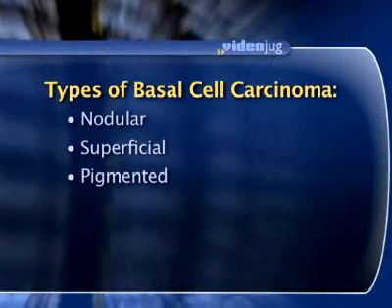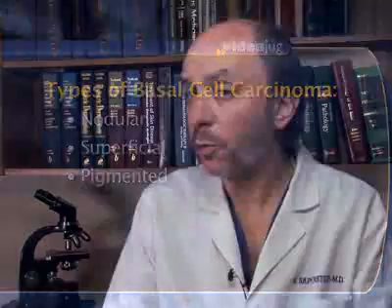Another subtype of basal cell carcinoma is the pigmented basal cell carcinoma. This will appear brown, a little brown nodule that, when looked at closely by an expert, will differentiate itself from a normal mole or beauty mark on the skin. These are usually somewhat opalescent or glassy in their appearance.